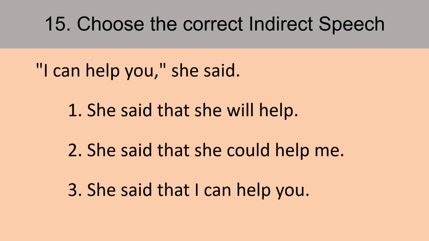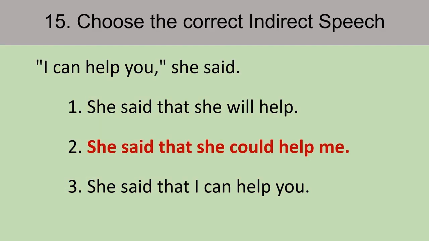All 3 are in indirect speech, but only one of them is the correct form. You have to choose that one. "I can help you," she said. The correct indirect speech for that is, she said that she could help me. I becomes she because she is talking. Can becomes could. You becomes me because she is talking to me, therefore first person.